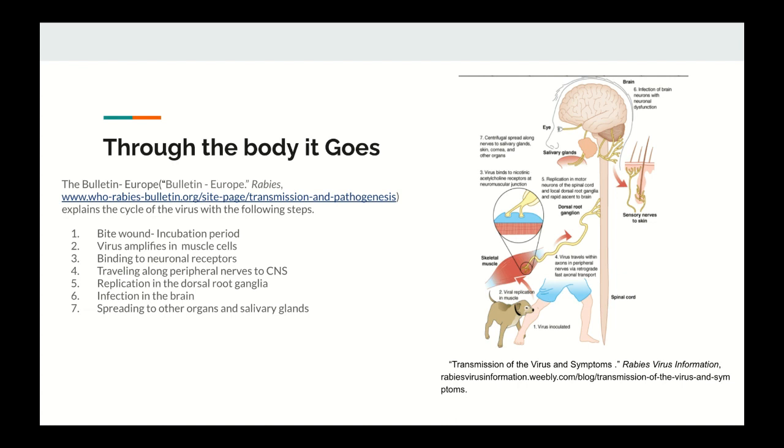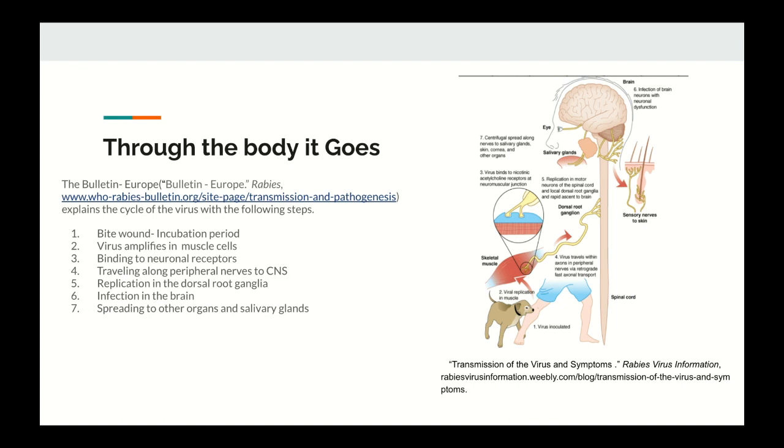So now we're going to talk about how the rabies virus spreads through the body. This is according to the Bulletin Europe website, and these are the steps that they say the cycle of the rabies virus takes in our bodies. First, the human gets bit by an animal, and this starts the incubation period. The virus then persists in the muscle for long periods of time.